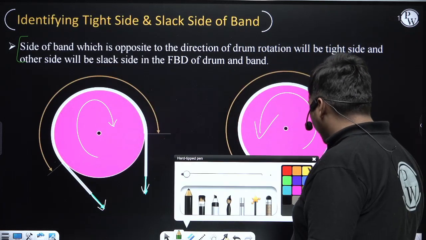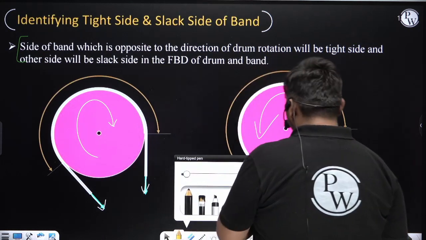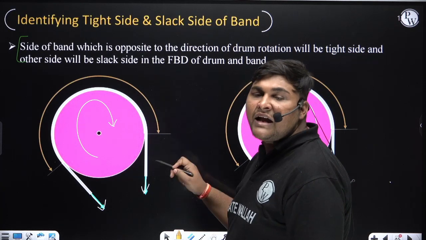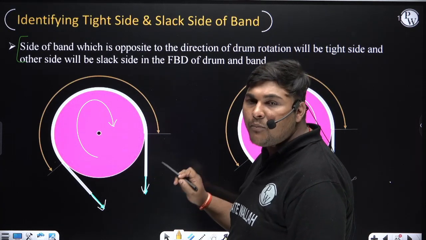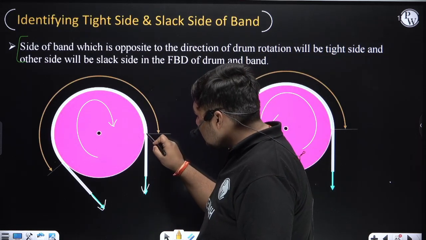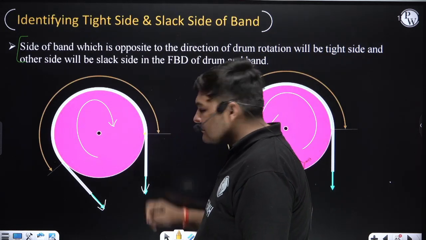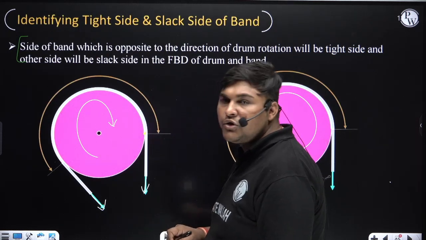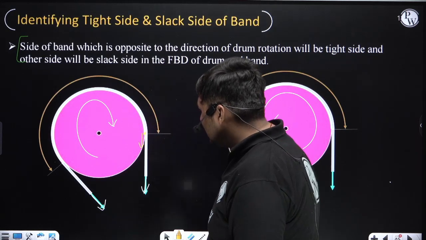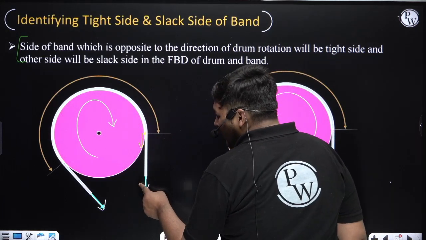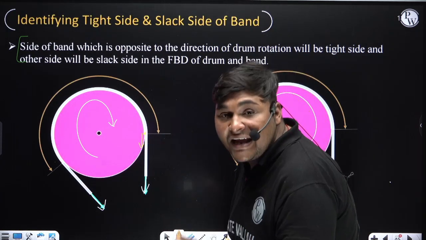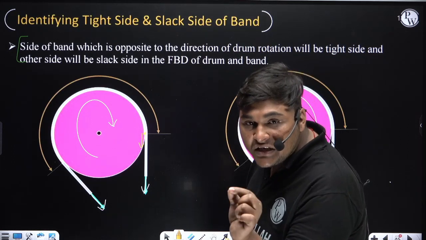Suppose I want to find whether this side is the tight side or the slack side. For that, see whether the direction of the arrow of this tension is in the direction of velocity of the drum or in the opposite direction. This side of the band makes contact with the drum at this location. Now find the direction of velocity of this point. For clockwise rotation of the drum, the direction of velocity of this point is this. So the direction of the arrow of this side's tension is the same as the direction of velocity, which means this side is the slack side. If direction of tension and velocity are the same, it is the slack side.